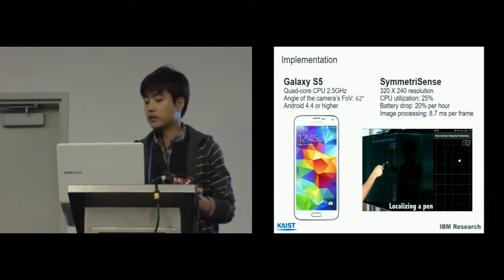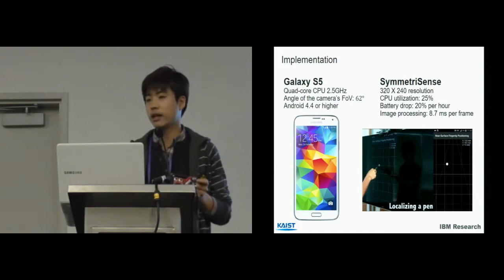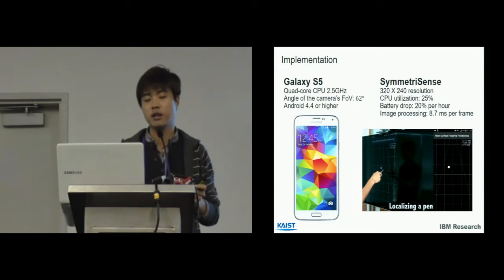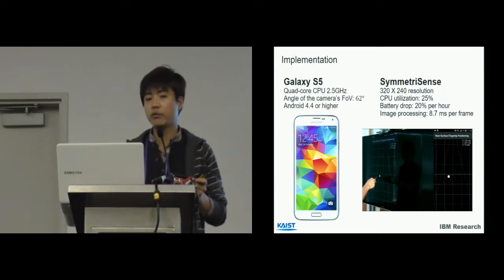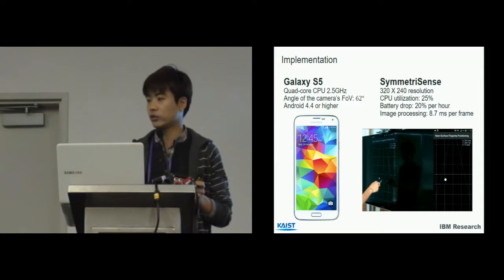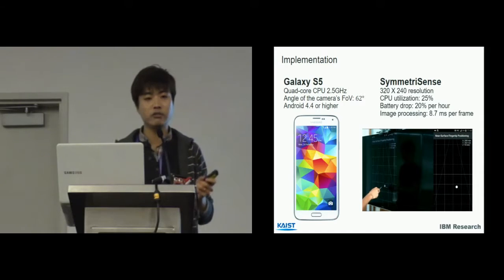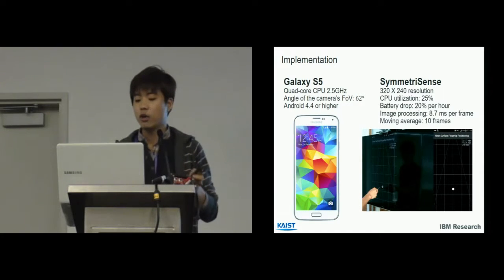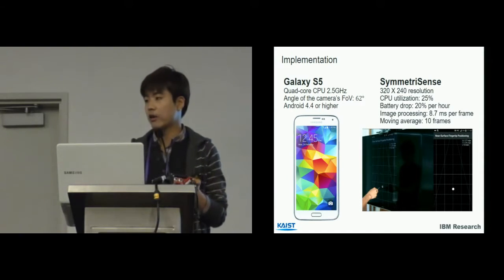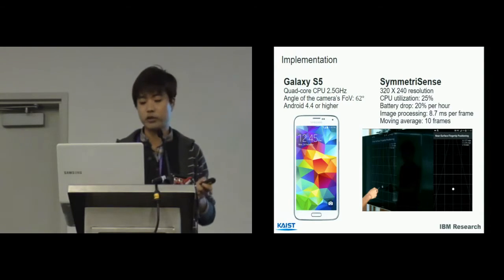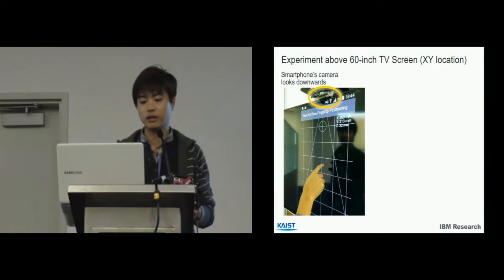The image processing for the fingertip extraction takes 8.7 milliseconds per frame. Our test at 640 by 480 vision resolution took 50 milliseconds per frame, which cannot run in real time. To smooth the localization error from the low vision resolution, we used a 10-frame moving average.